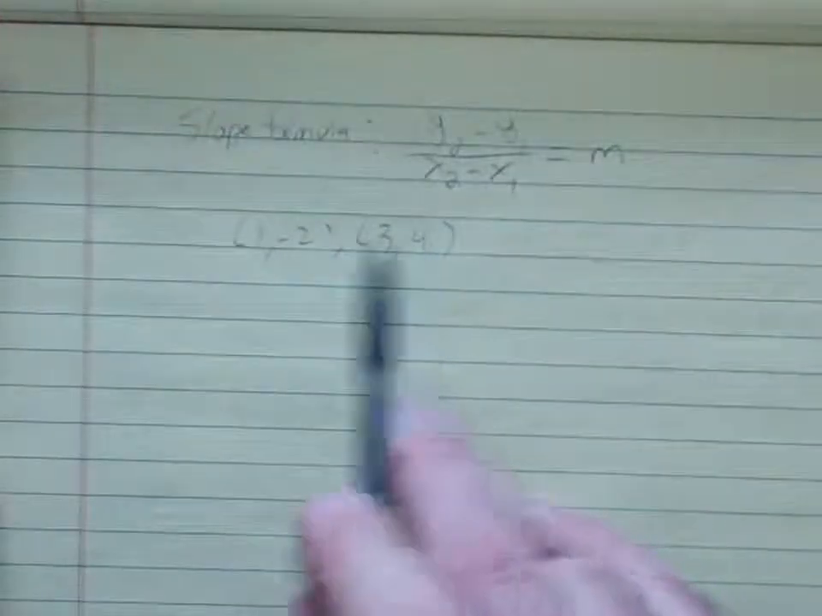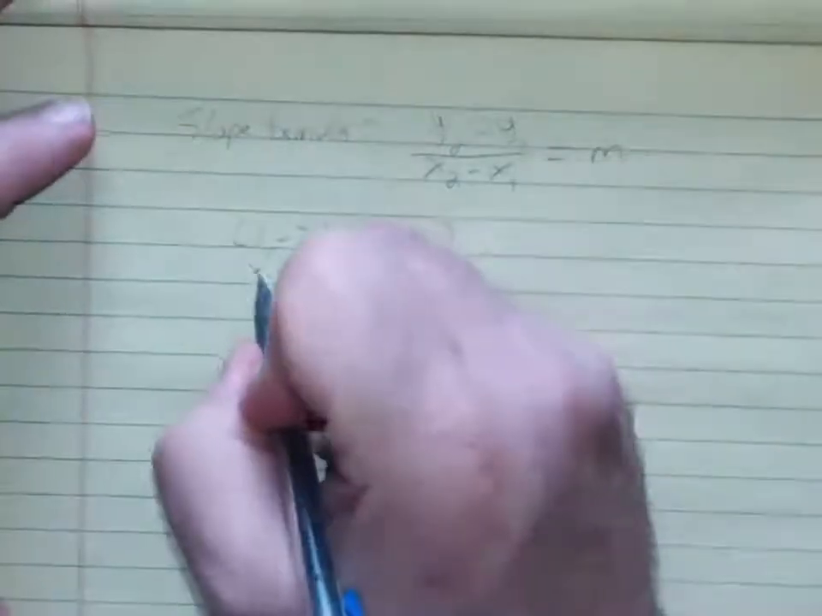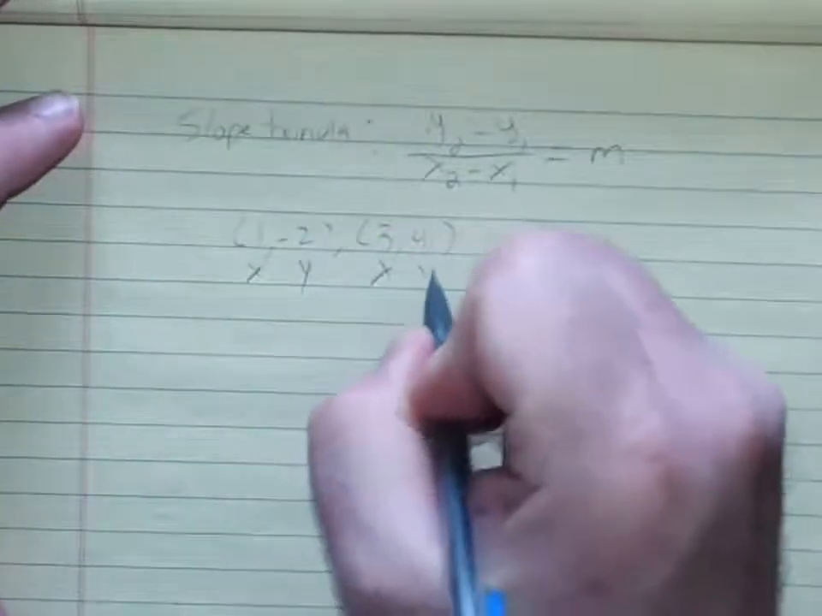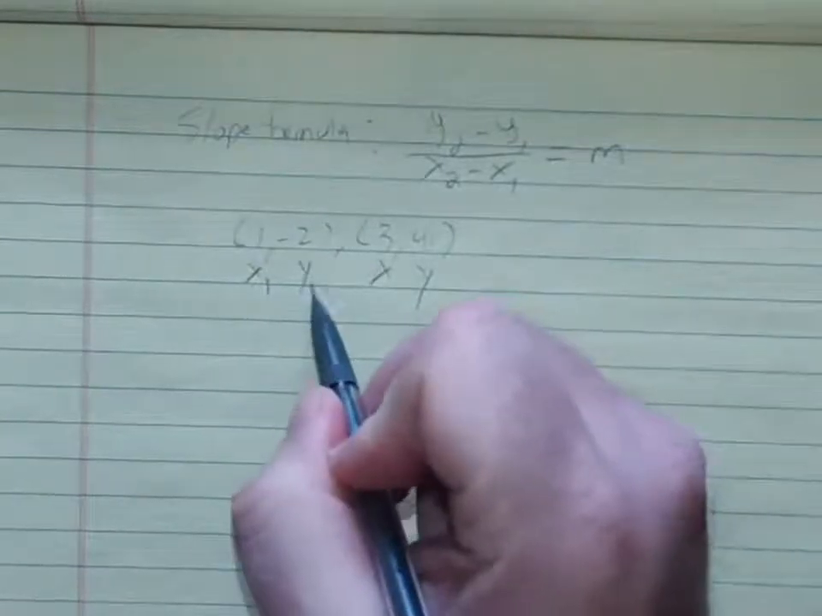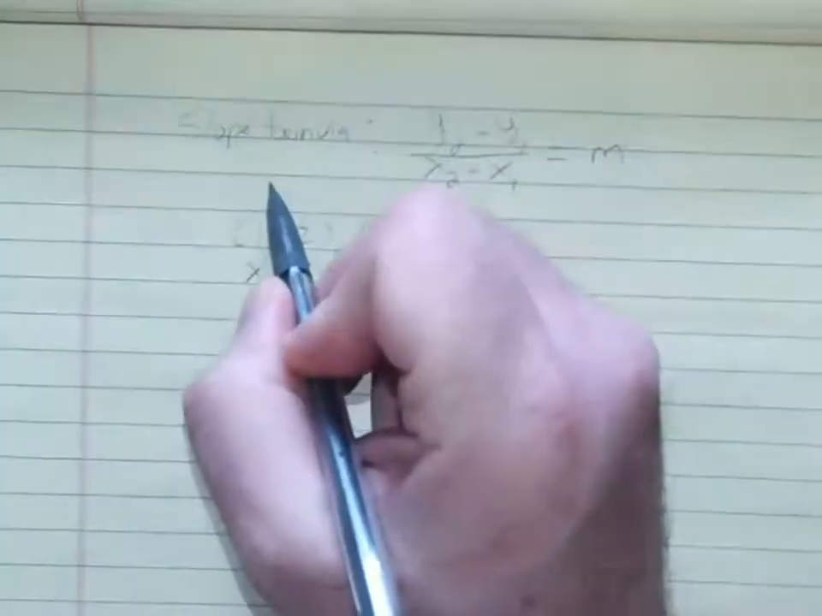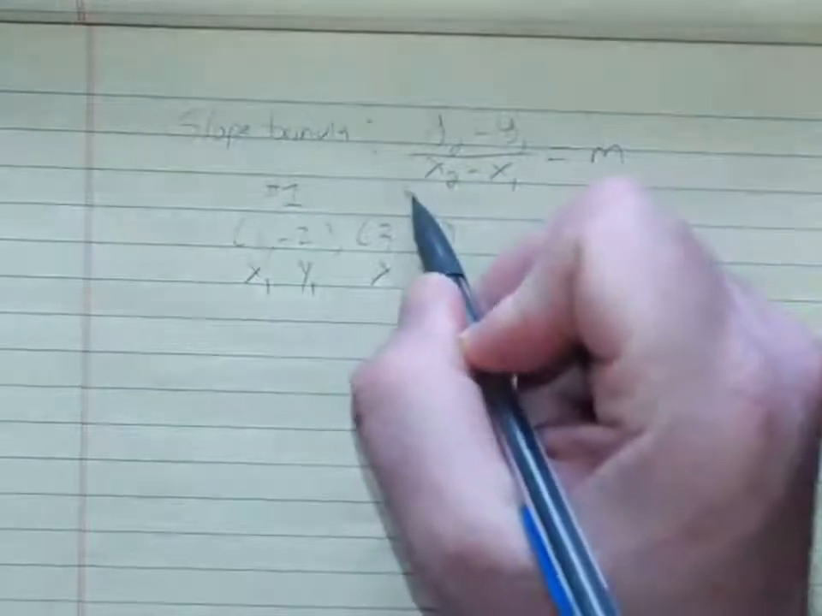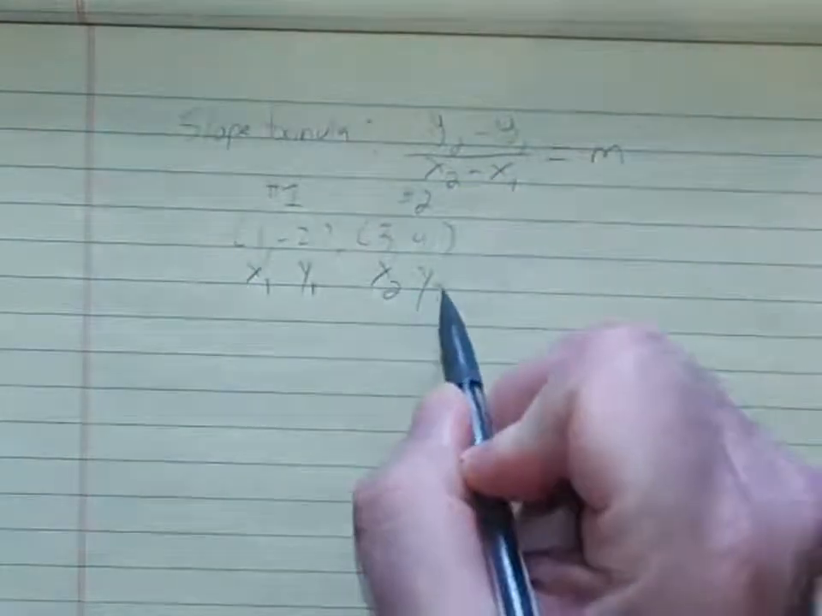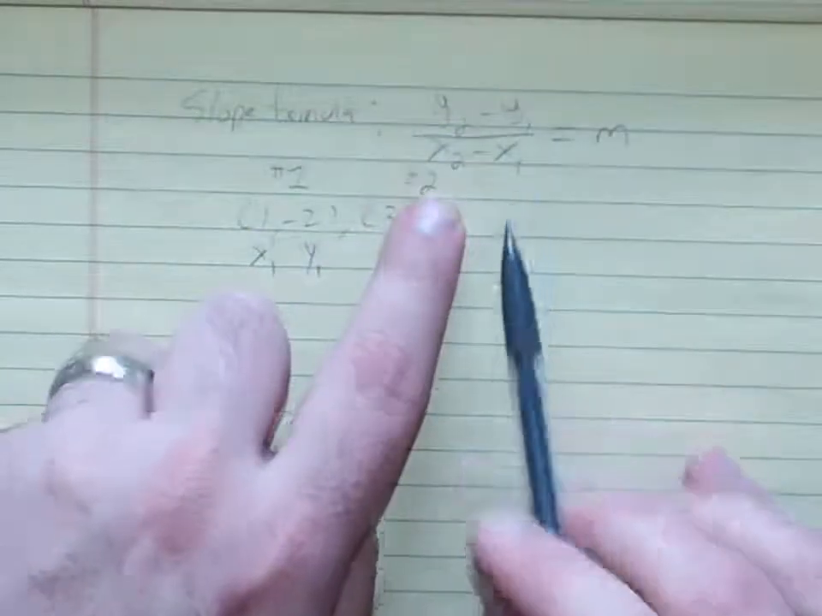So each of these is an ordered pair. Every ordered pair has an x value and a y value. And in order to tell the difference between them, we'll say that this is the x and the y from the first pair. So this is pair number 1, and this is pair number 2. So we'll call this x2 and y2. And you can just plug these into the formula, not a big deal.